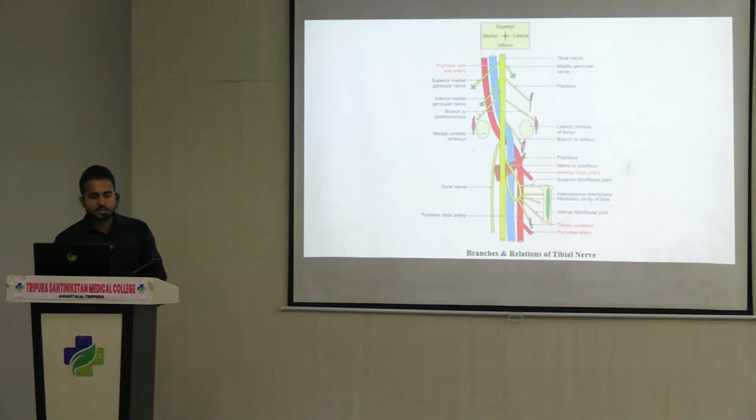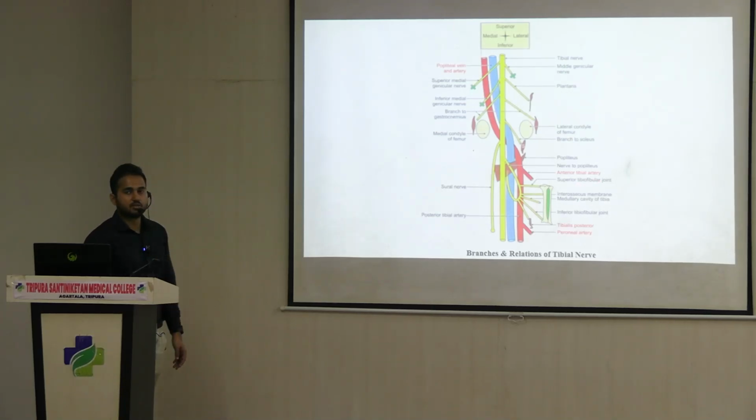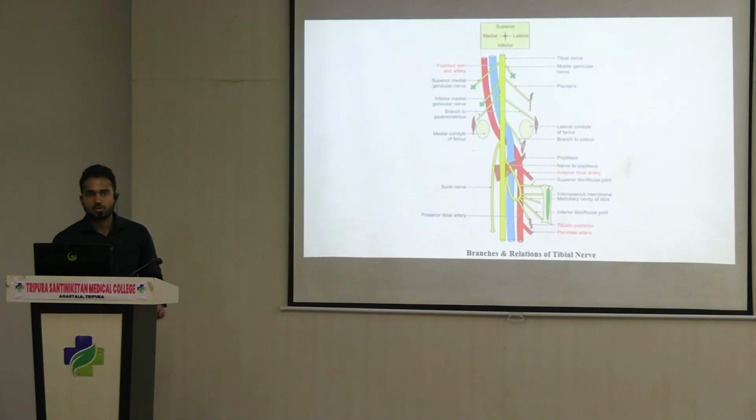Next, from this particular branch, we are getting a branch for the tibialis posterior muscle. Then we are getting one branch for the superior tibiofibular joint and one branch for the medullary cavity of the tibia. So this is the peculiarity of the nerve supply of popliteus muscle.